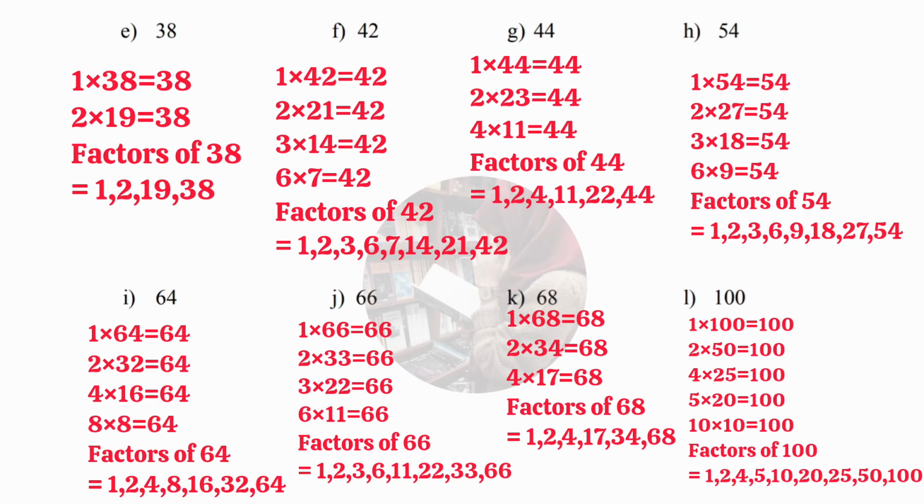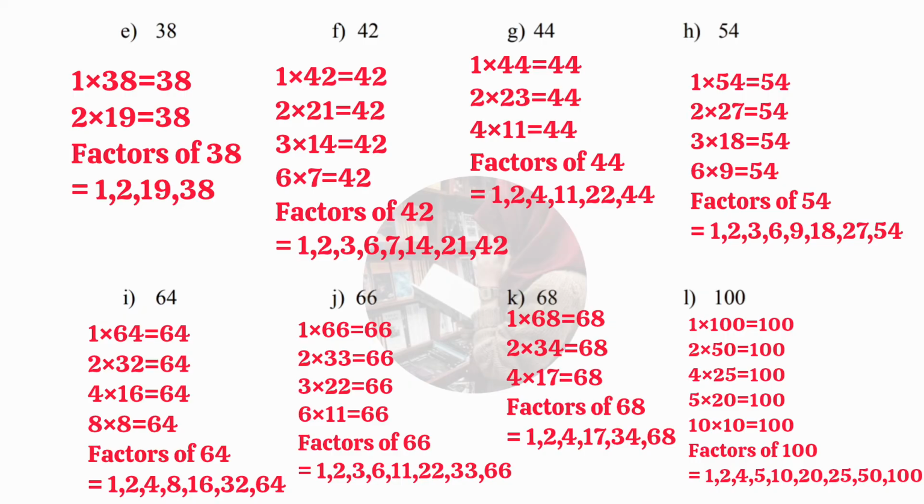Okay, next number is 42. So 1 into 42, 42. 2 into 21, 42. 3 into 14, 42. 6 sevens are 42. Therefore, factors of 42 are 1, 2, 3, 6, 7, 14, 21 and 42. So guys, next number is 44. So 1 into 44, 44. 2 into 23, 44. Then 4 into 11, 44. Therefore, the factors of 44 are 1, 2, 4, 11, 22 and 44.